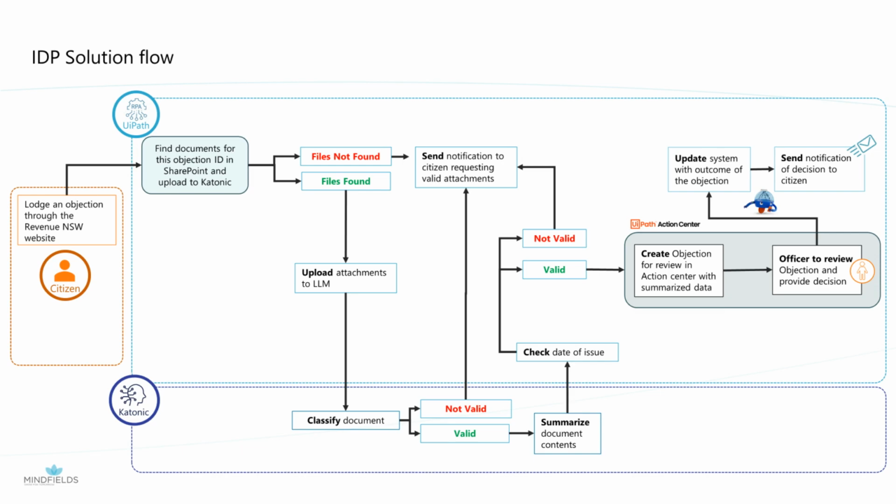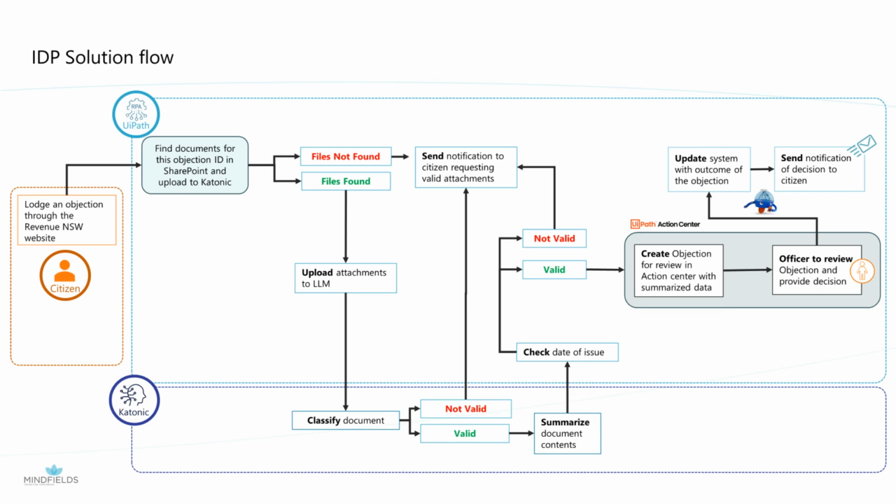The bot checks for attachments in the objections. If none are found, it rejects the submission and prompts the citizen to attach proper documents. If attachments are found, they are sent to the Catonix platform for classification and validation. The Catonix platform checks if the documents are a valid handwritten objection letter, a utility bill, or a bank statement. Documents not of these types are treated as invalid. If invalid, the bot notifies the citizen to upload valid supporting documents.